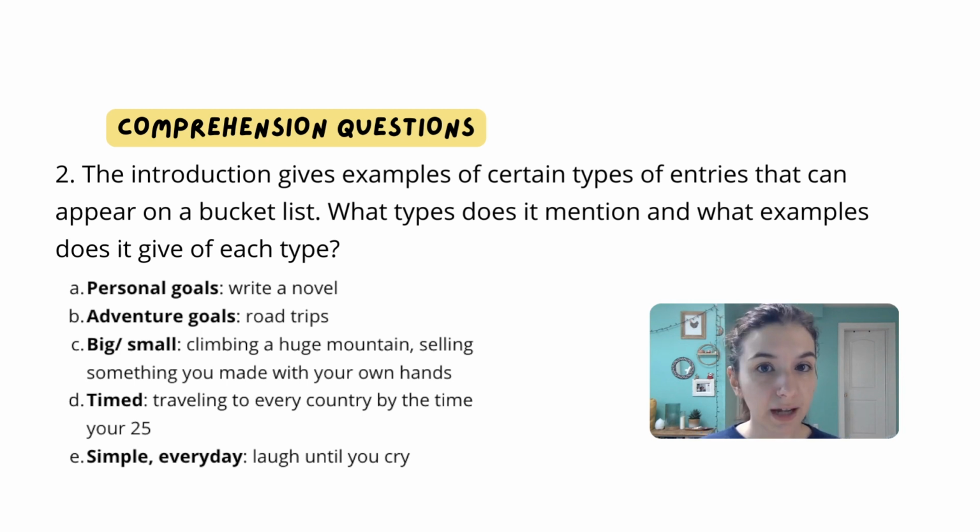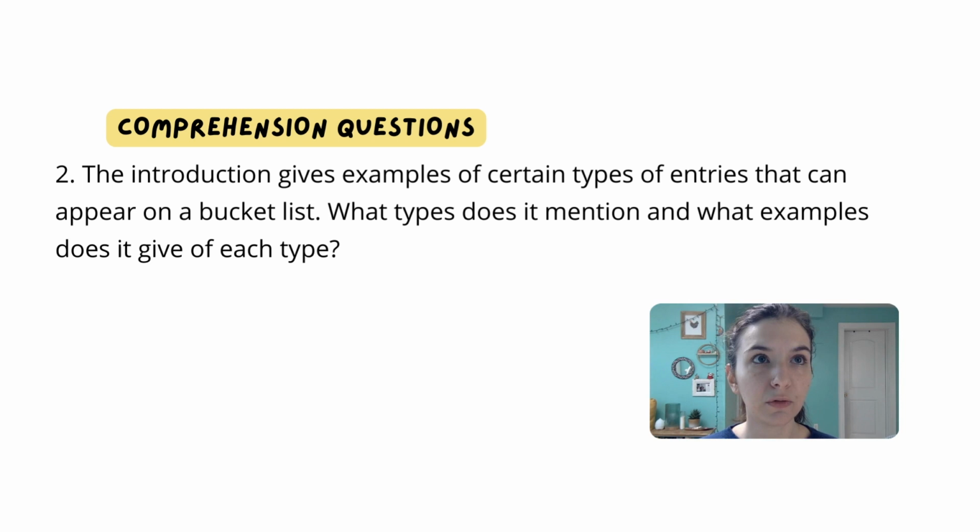And there are timed specific goals, so goals that you want to achieve in a certain amount of time or before a certain date, such as traveling to every country by the time you're 25 years old, as it mentions in the text. And the last one they mention is a simple goal that is about everyday life. Like in the movie The Bucket List, one of the goals was to laugh until I cry. This is a simple pleasure of everyday life, but they're no less important than the other goals.